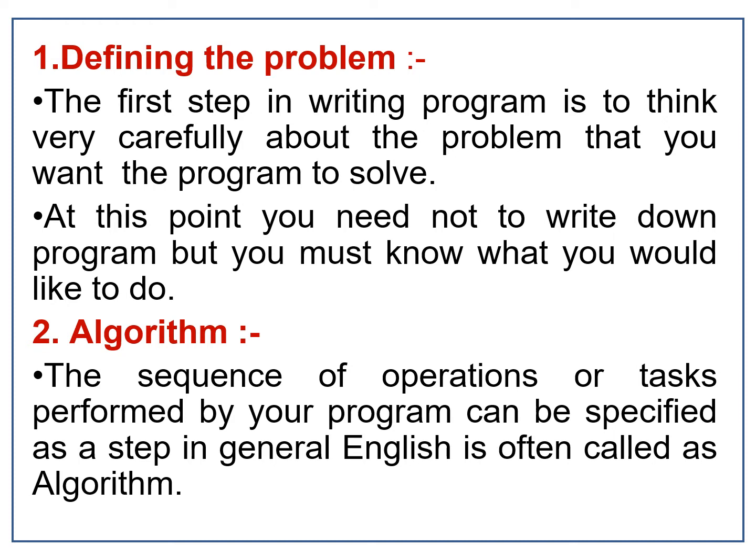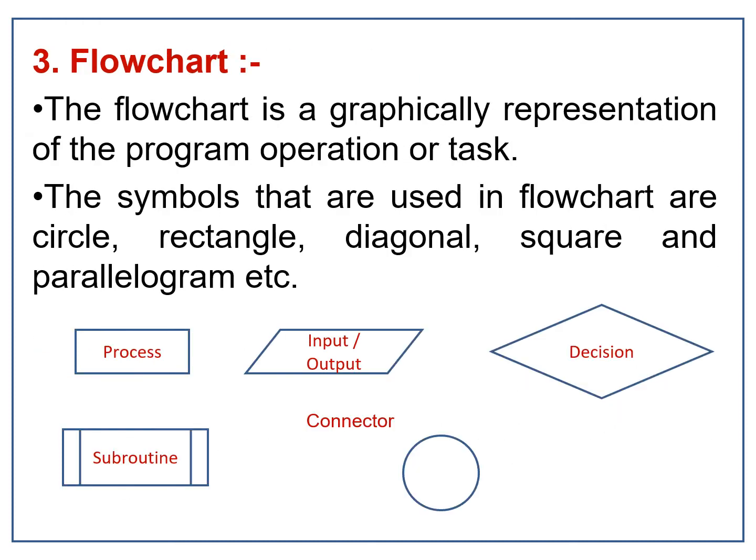Second step of this, algorithm. As we know, what is an algorithm? Algorithm is the sequence of operations or tasks performed by your program, which can be specified as steps. In general English it is called an algorithm. Now, flowchart. After writing down the algorithm, we have to draw the flowchart. So flowchart is a graphical representation of the program. The symbols that are used in flowchart, that also we know, that is a circle, rectangle, diamond, square, etc.